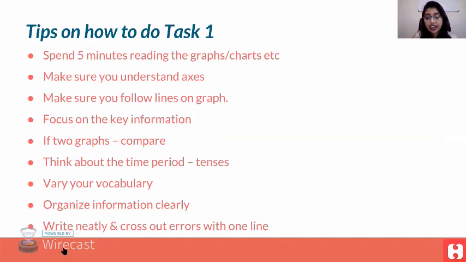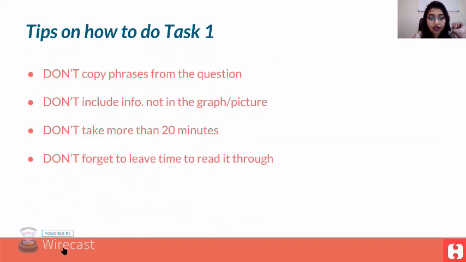Write neatly and cross out the errors with one line, and do not make designs over there. Do not copy phrases from the question. As we move ahead in the webinars, as we take up regular sessions with me, I will be dealing with every example in detail. Once I show you what is not to be done, it becomes clearer what is to be done. Don't include information not in a graph or a picture. So you have to be very sure what you are supposed to do.